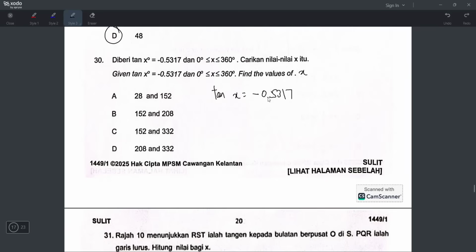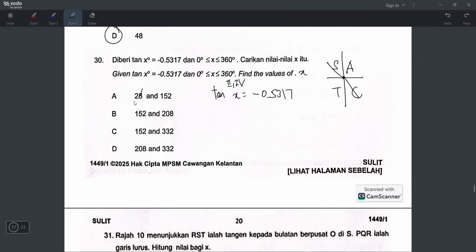The way to do it is first we have to check the quadrant. Your tangent answer is negative. So which quadrant? Quadrant 2 and quadrant 4. Because tangent positive is quadrant 1 and 3, so tangent negative will be 2 and 4. So the x answer will be in quadrant 2 and quadrant 4.